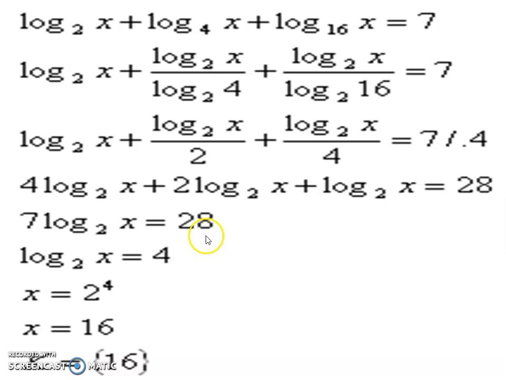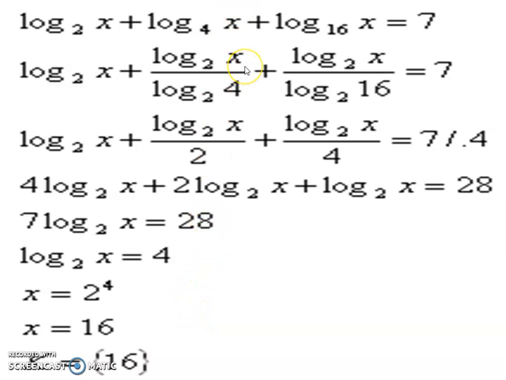Here 4 plus 2 plus 1 is 7, so we can take log x to the base 2 common. The addition of these numbers is 7, equal to 28. We can divide by 7 on the right-hand side, and we derive the answer 4. So log x to the base 2 is equal to 4. We convert the logarithmic function into exponential form: 2 remains the same, 4 goes to the index and x remains the same. Therefore, x equals 16.